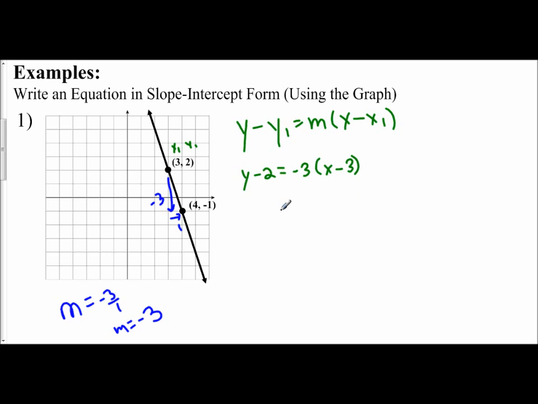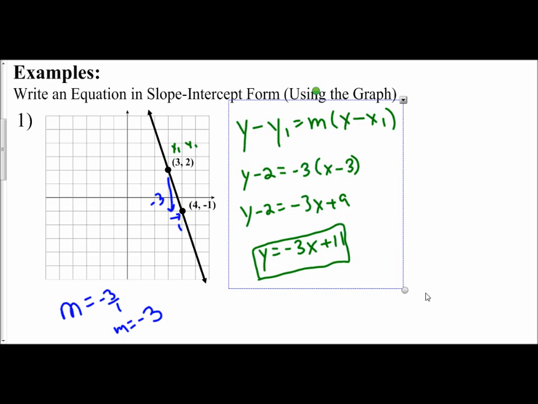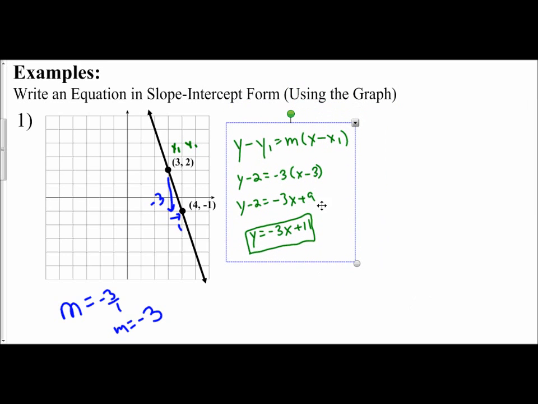This is where, as I said before, you would distribute the right side and get negative 3x plus 9, and then you would add 2 to move to the other side, and I would get negative 3x plus 11. And so that is the answer, the equation written in slope-intercept form, starting in point slope form. It looks like the general rule for point slope form is plug in your x1, your y1, your slope, distribute the slope, and then move the y1 term over.